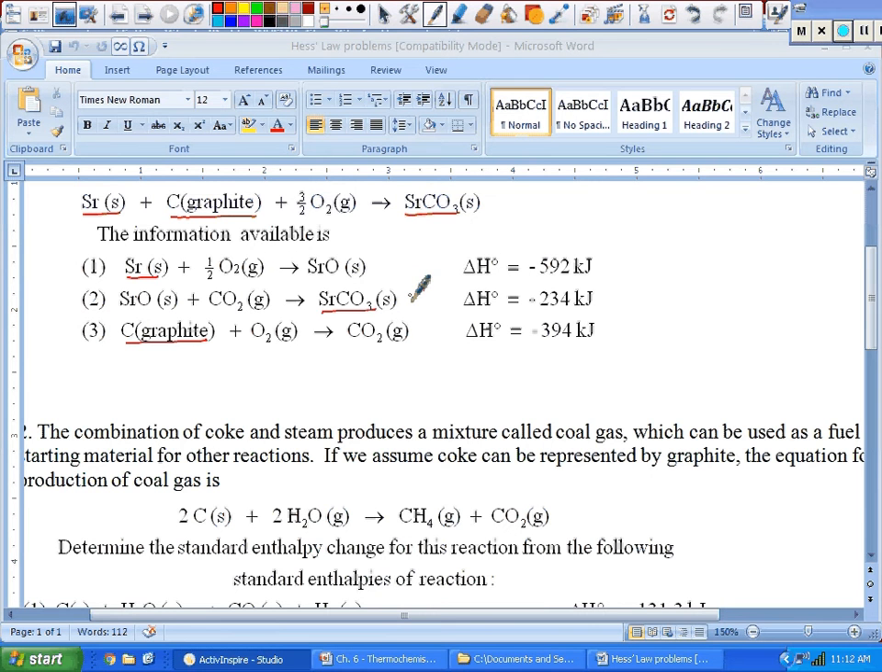So now let's look at our mechanisms to see if there's anything we can cancel out or cross off. Remember, you can cancel like terms on opposite sides of the arrow. So is there anything we can cancel from step 1 to step 2? All right, so strontium oxide, we're going to get rid of that. What about 2 to 3? All right, we're going to cancel that. So now we know we're left with Sr. We know we're left with C. We know we're left with SrCO3.